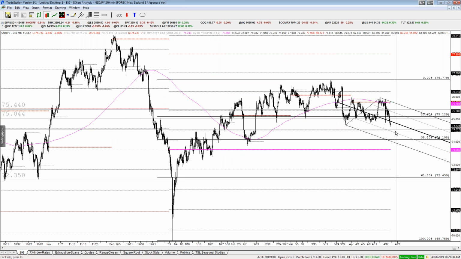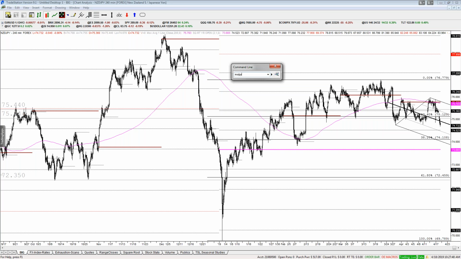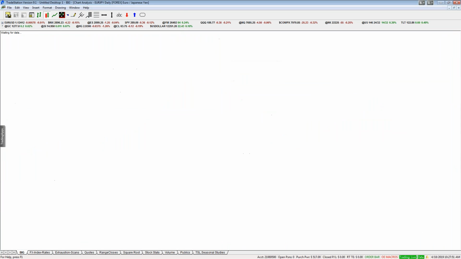Need a little more evidence here, but either way, I'd be looking at that 75 area as resistance, okay? All right, what about Euro Yen? As Kelly suggested, and Kelly's spot on.